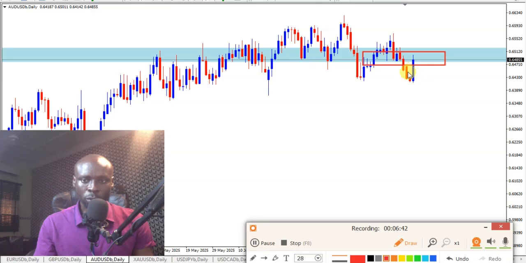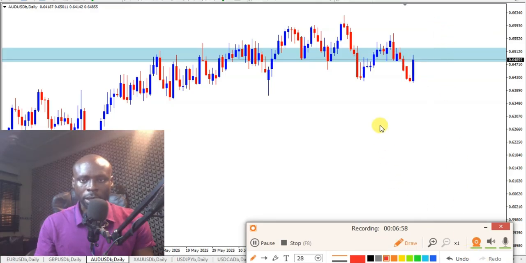So we wait for price to retest this zone. If price breaks this zone, we expect more downtrend. But if price fails, we expect price to continue to push higher for the Australia USD.